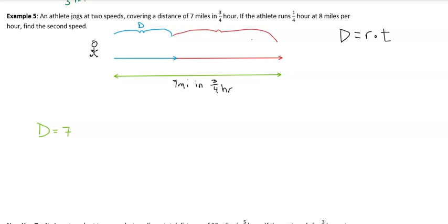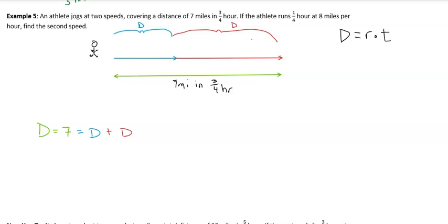So this distance is going to equal 7. So the distance in green equals the distance in blue plus the distance in red. All right, so now let's think about what they did here.